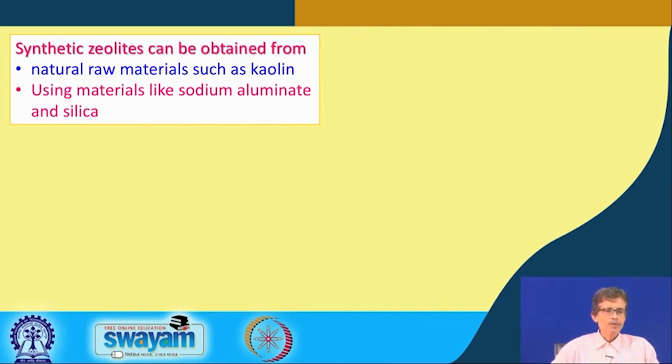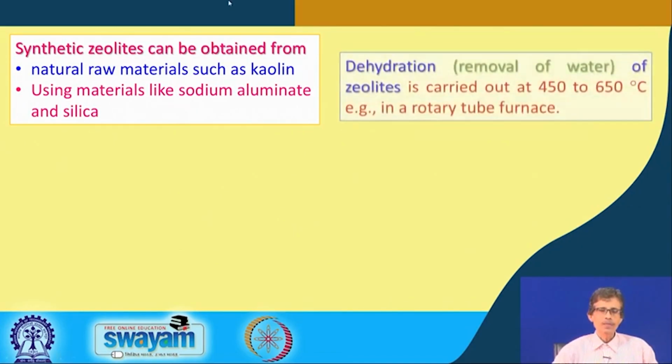So, the first and most useful material we can use for making this zeolite is kaolin. It can be considered as the natural raw material for the synthesis of zeolites, using other materials like sodium aluminate and silica. So, you have kaolin, you have sodium aluminate, and you have silica. We will get aluminosilicate type of materials out of these, and how we can proceed for that synthesis, that we see.